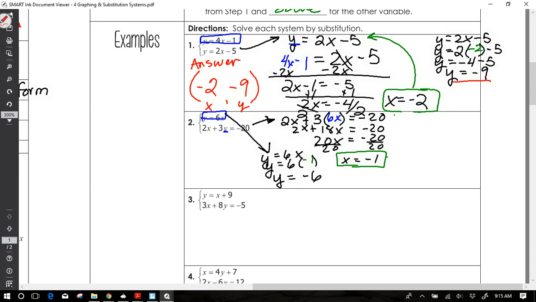And then just remember to take your x equals negative 1 and your y equals negative 6 and put those together in an ordered pair. Now, sometimes if you were answering this as a constructed response question where you have to type in the number, they might ask you to identify just the x value of the solution or even just the y value of the solution. Okay?